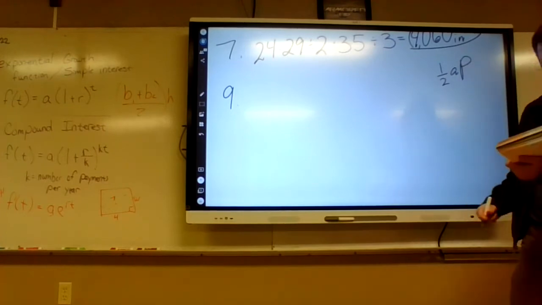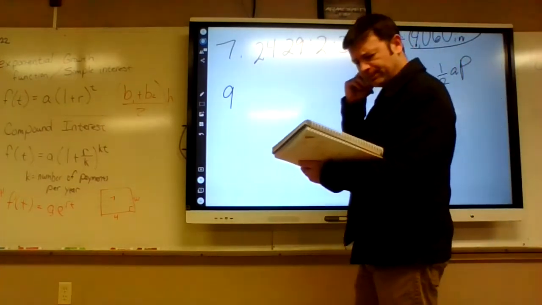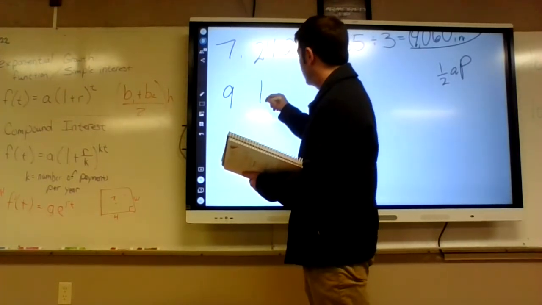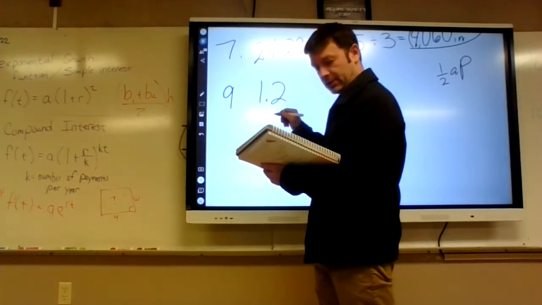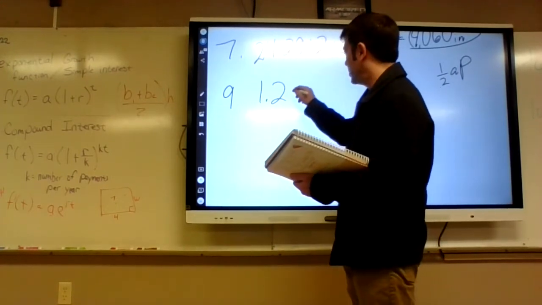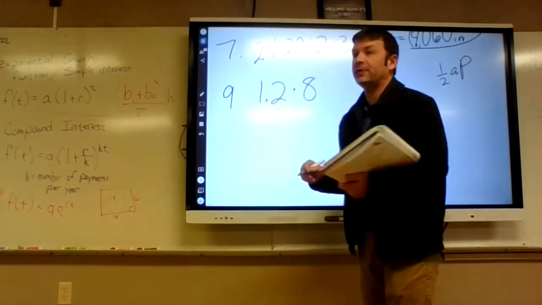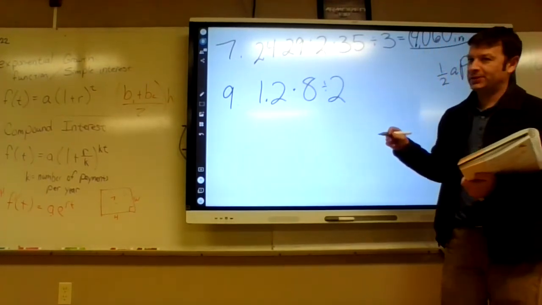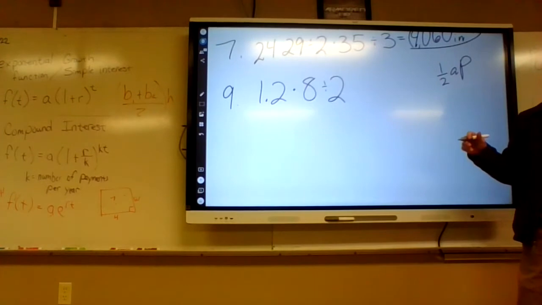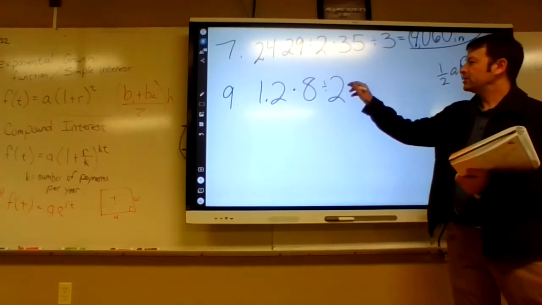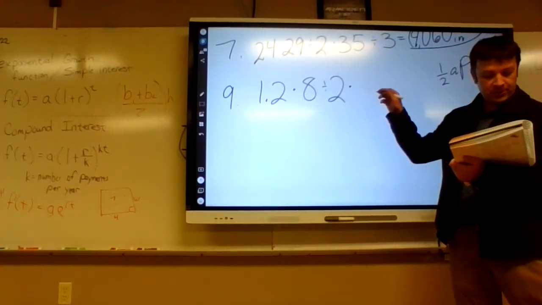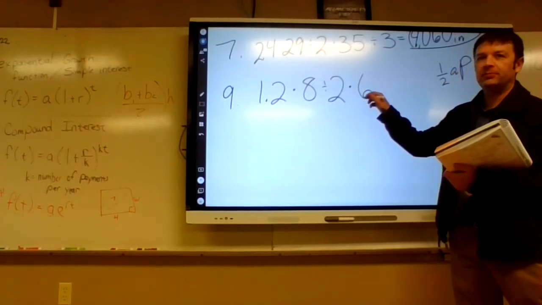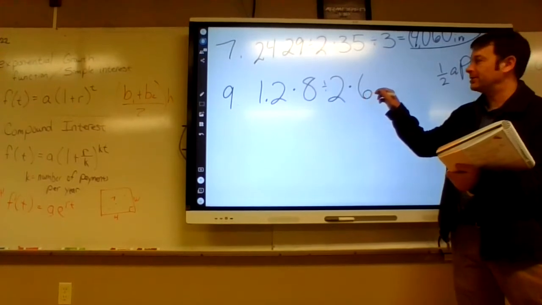I'll do that. So what's the apothem? The apothem was 1.2. What's the perimeter? 8. They just told us the perimeter. They didn't make us find it. Divide by 2. Okay, that's the area of the base. And then what do I do with the area of the base? Times the height of the pyramid, which they told us was 6. And what do I do after I find that? Divide by 3.